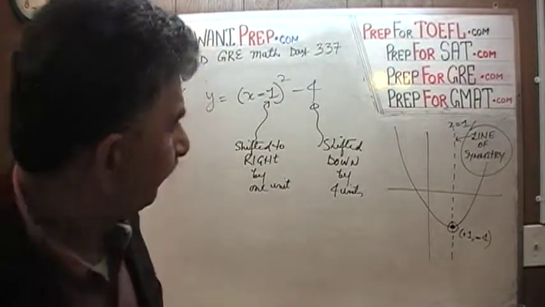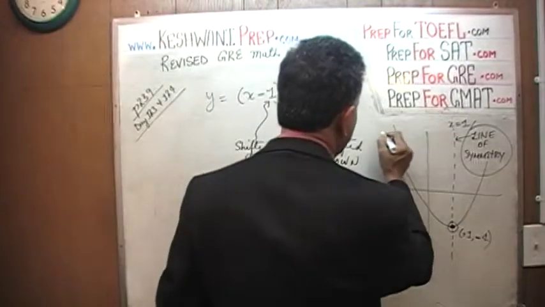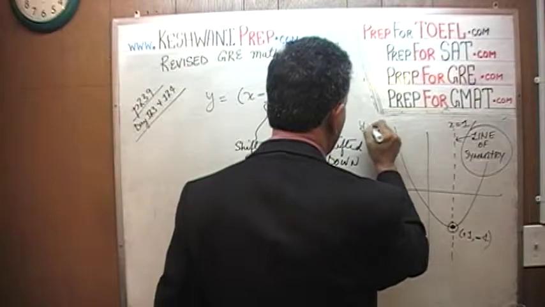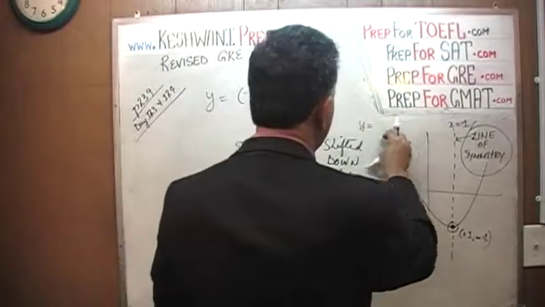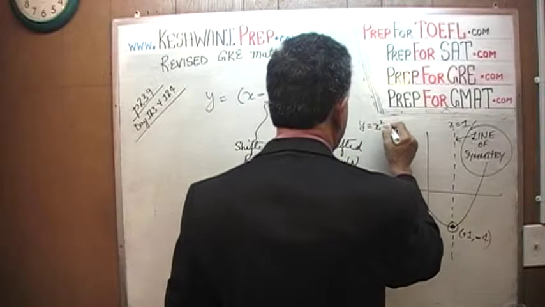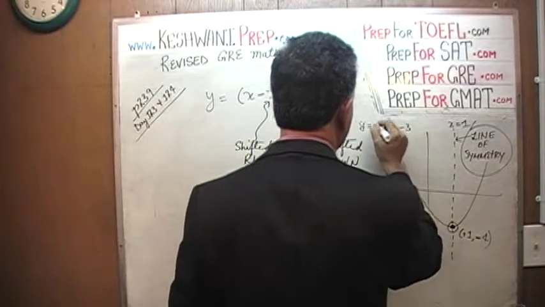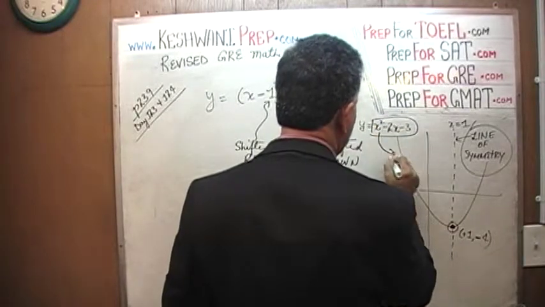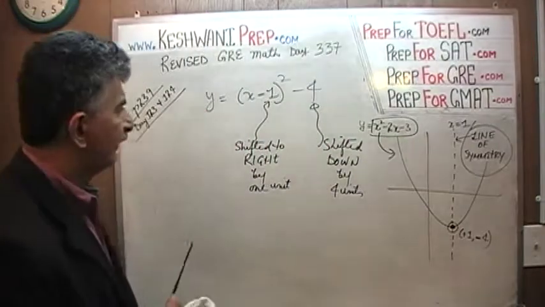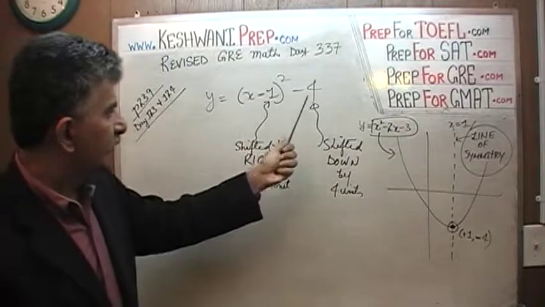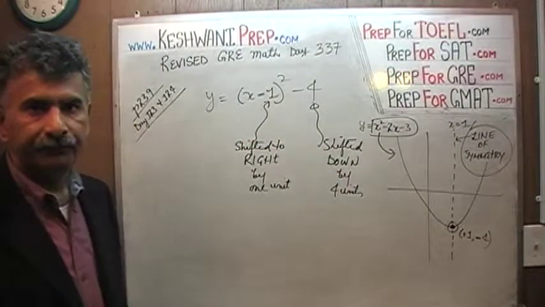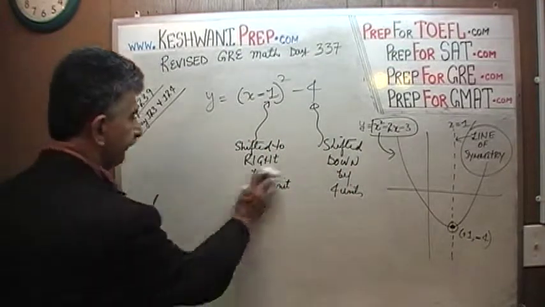But they tell us that the equation of this one is y equals x squared minus 2x minus 3. They tell us that the equation of this graph is this one. We are saying that the equation is this one. This equation looks nothing like that one to me. Let's see what we can do, shall we?